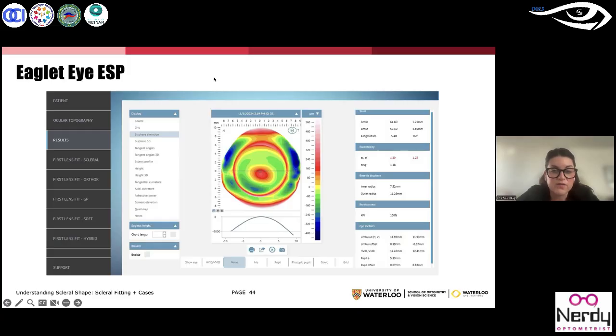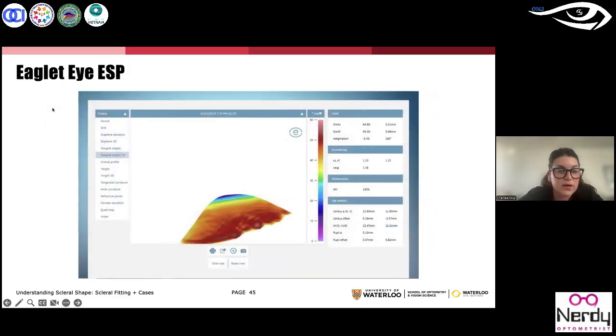You can see off to the side all the metrics that it's measuring, and here are all of the different maps that we can look at in this results tab. You can show patients the profile from the side. So that was that same patient. You can see that inferior pronounced cone, and you can even see that steeper inferior sclera. So we would know from this that we need a very steep landing zone in that area.